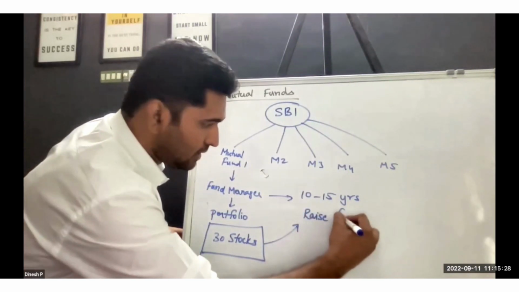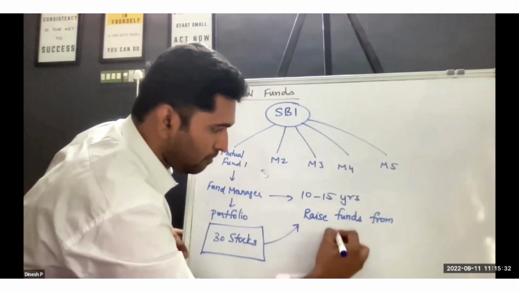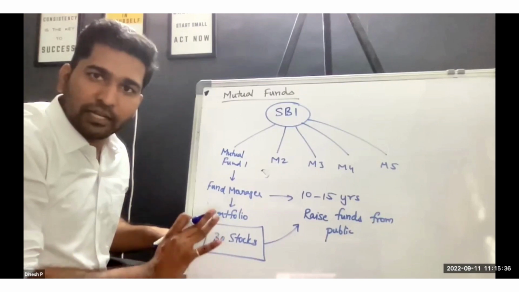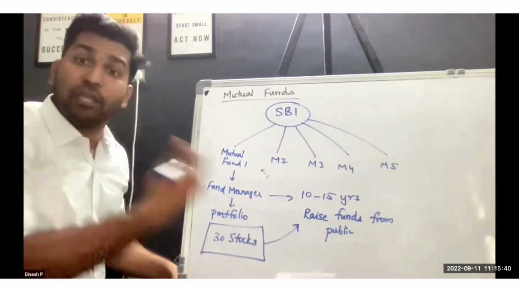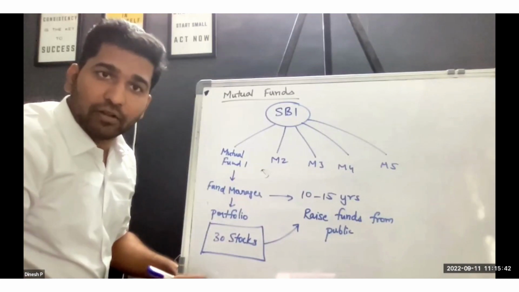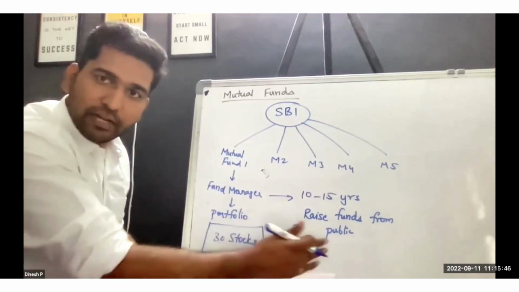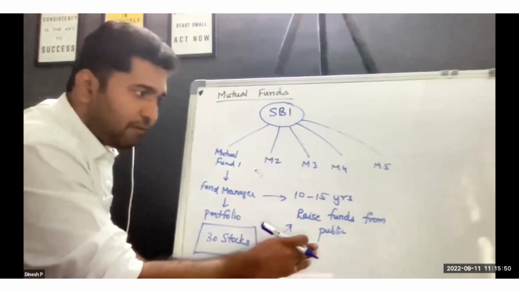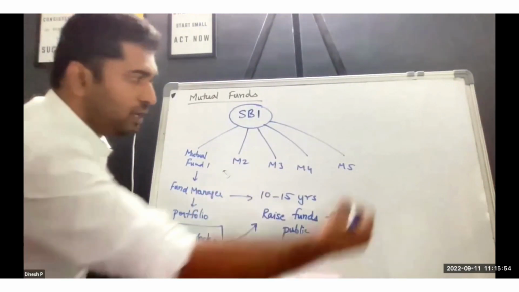Raise funds from the public. They need funds, correct? They need funds, and they are going to raise funds from the public. So why are we going to give the money? That is a need. You are seeing the need from the company's perspective. They need funds. They have a portfolio. They have a person. They have all the things set up. They need funds, and they are going to ask us for money. But why are we going to give the money?